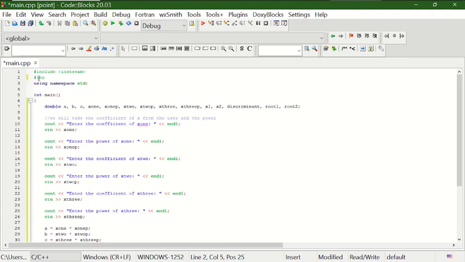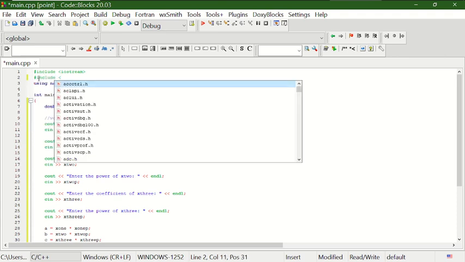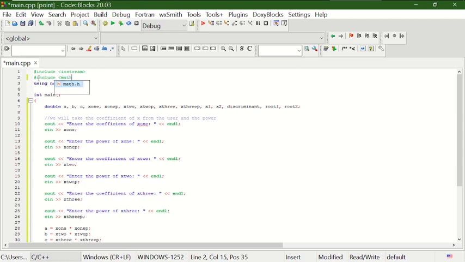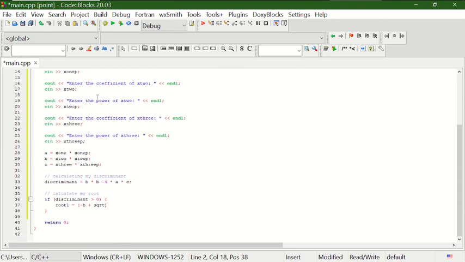Include math.h. So we declare it for mathematics, so it's going to recognize our square root. The square root of, in bracket, the discriminant. Then we have to close this bracket.